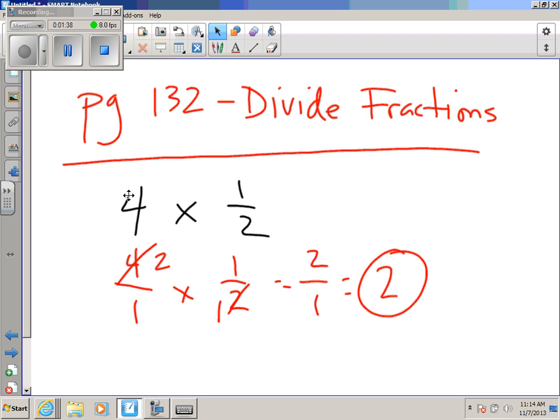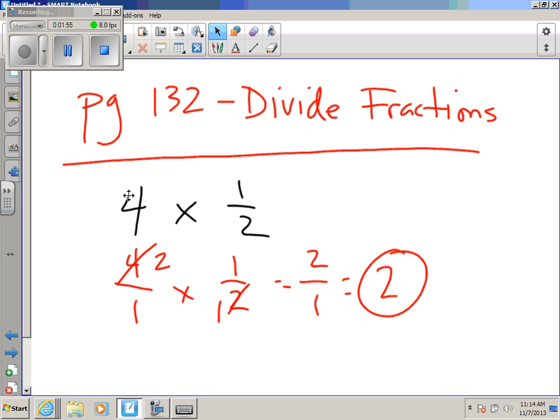Now, when we divide with fractions, oftentimes cutting it in half is the same as dividing it by 2, right? It depends on how you want to look at it.